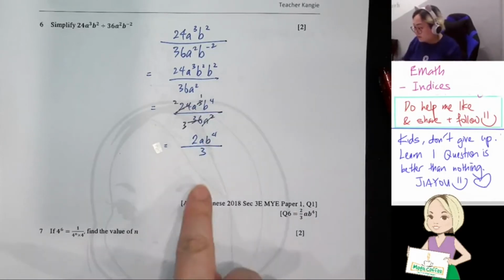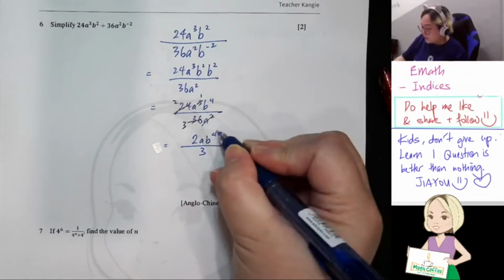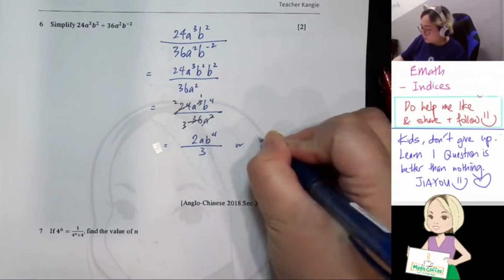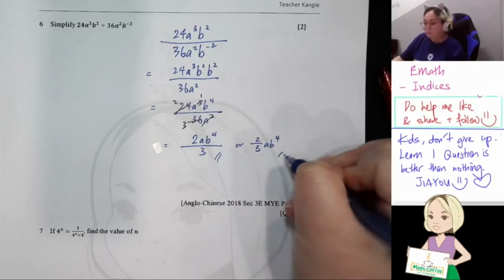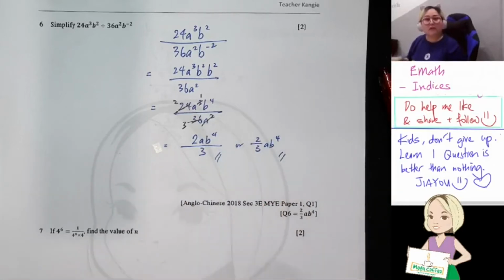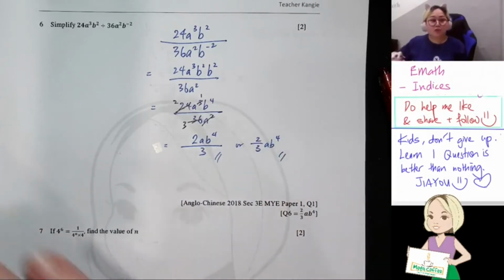It will be 2a, b4, and 3. So you can leave your answer in this form, or this a, b4, I can put it in the middle. So it's 2/3 a, b4. So either one also can. Okay, either one also can. So this is how I do this question 6.